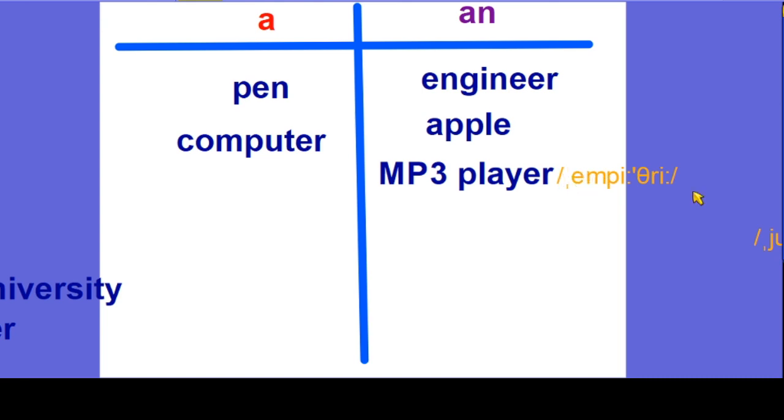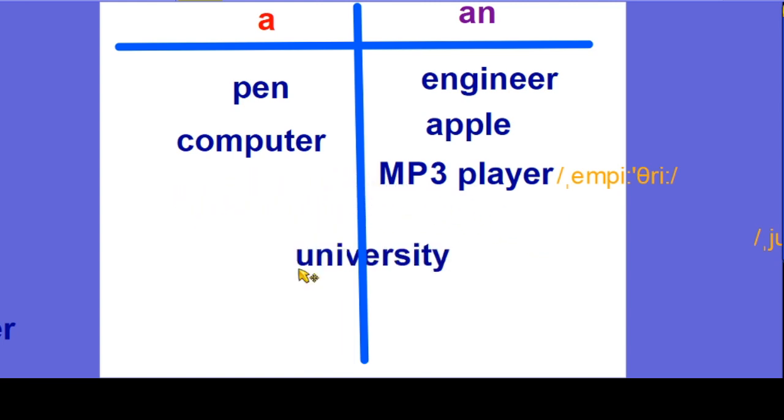So this is not an exception. Some students thought, oh, this is an exception. No, this is the rule. Whenever the first sound is a vowel sound, you will use the article an. Now, we have some special cases to analyze here. Take a look at this word. University. Should we say an university or a university?